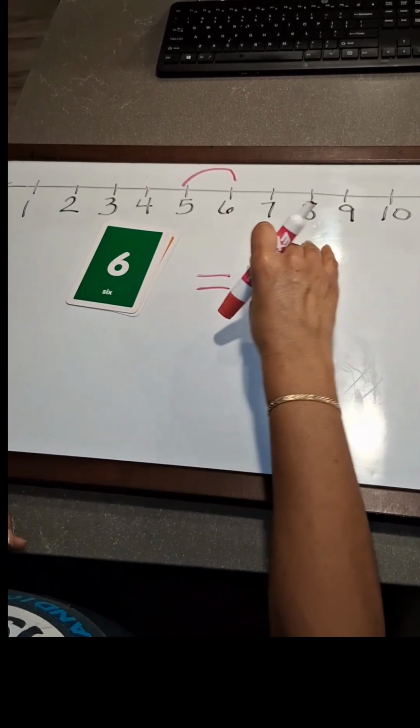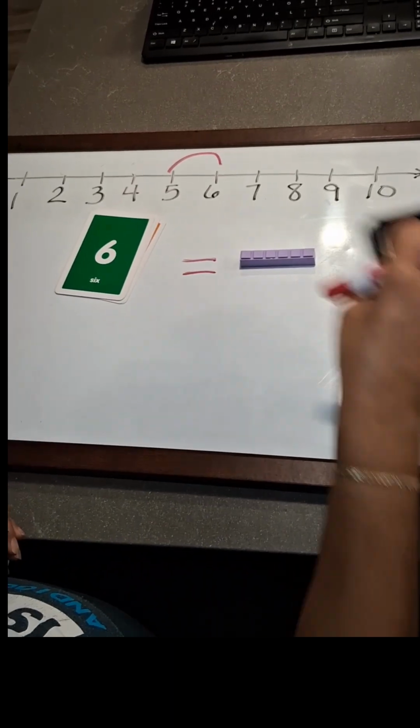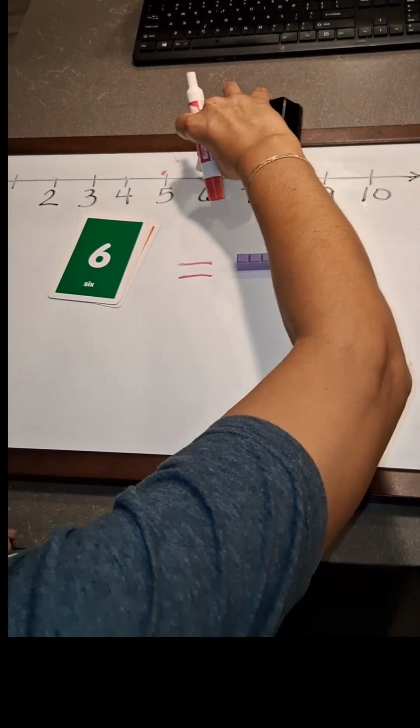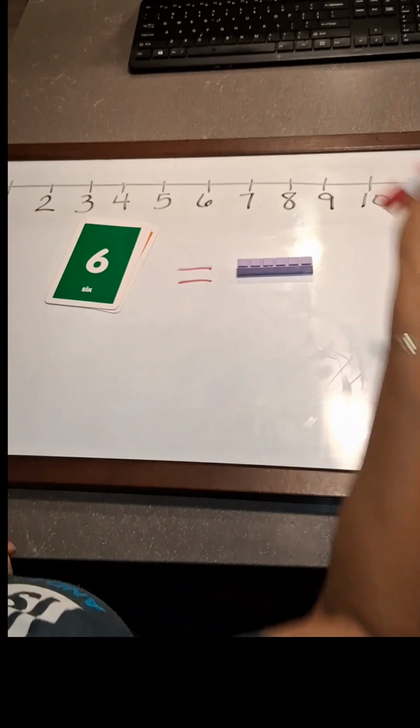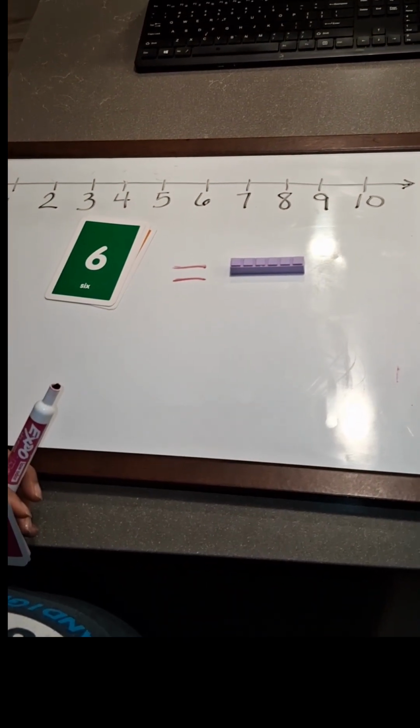And if I have 6 plus 1 more, what would that be? 7. 6 plus 1 more is 7. Okay. So let's see.